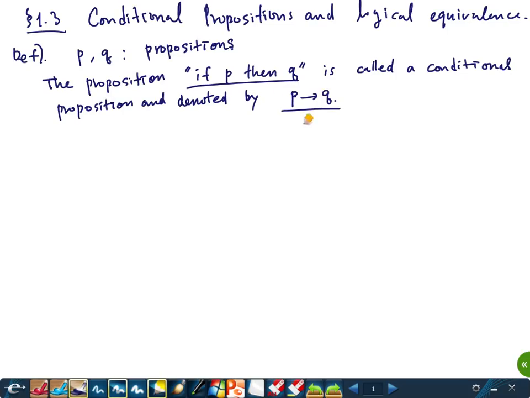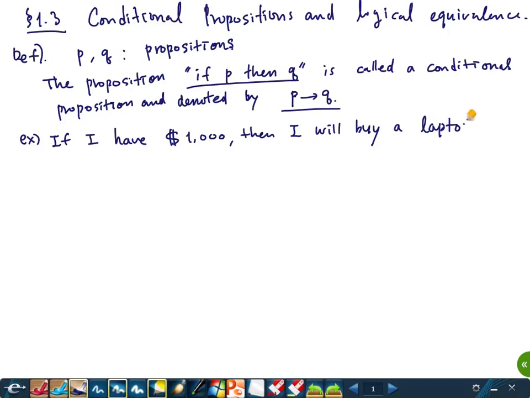In fact, we use this kind of sentence very often in real life. So for instance, if I have, say, $1,000, then I will buy a laptop. We use this kind of structure in the sentence very often. Right? So this is a conditional proposition.